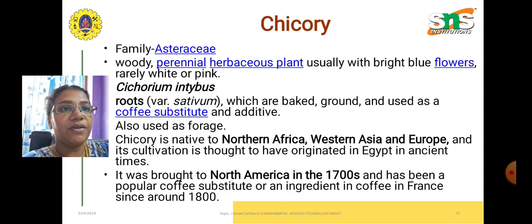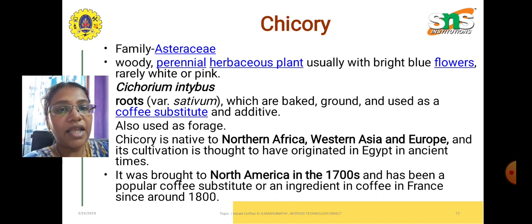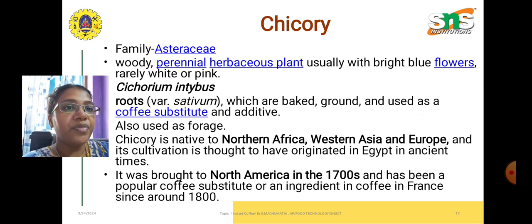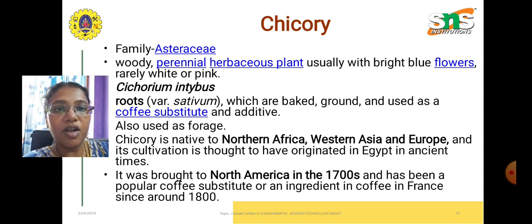and variety coffee. So chicory, what we mean by chicory is nothing but a woody perennial herbaceous plant, usually with bright blue flowers, rarely white or pink, whose roots are baked, ground, and used as a coffee substitute and additive along with the grinding of coffee beans. Also, it is used as a forage.